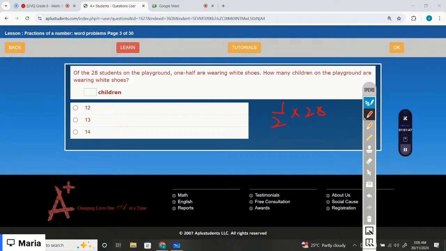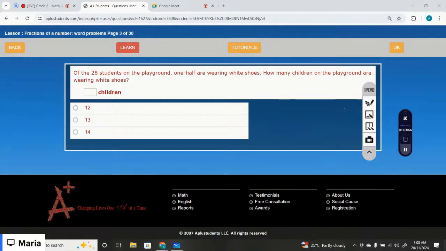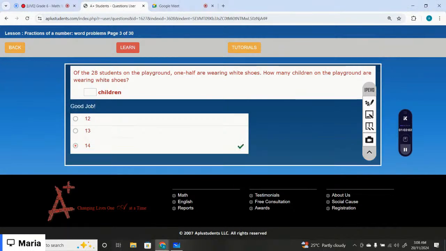You have to do 28 divided by 2, and 28 divided by 2 is 14. Very good. Option number 3 is the correct option. That means 14 of the children in the playground are wearing white shoes. The correct option is 14.